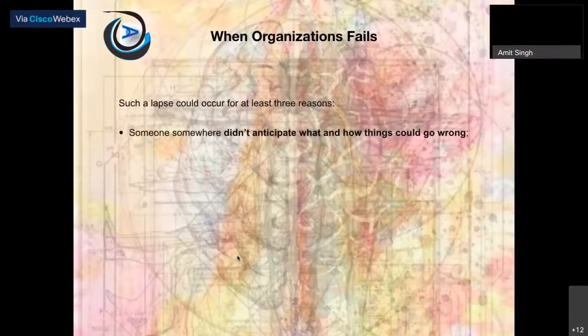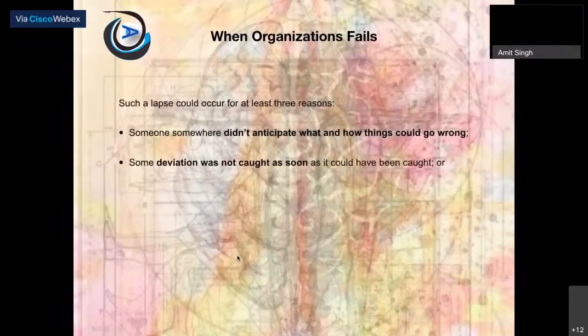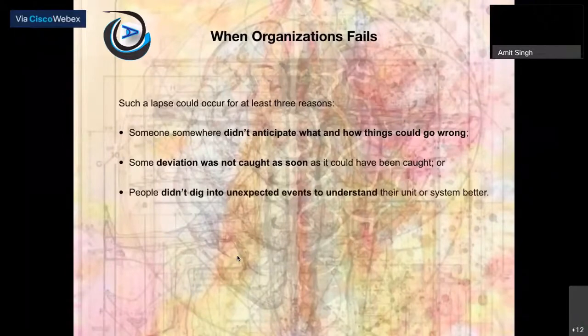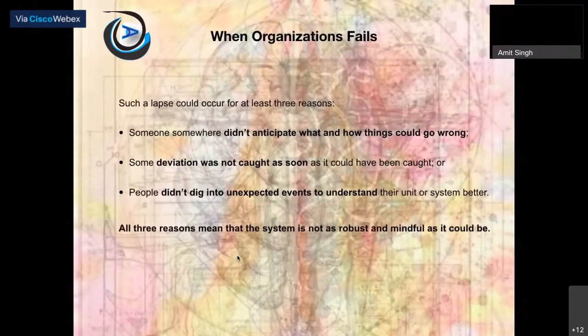When organizations fail, so what happens? Such a lapse could occur for at least three reasons. Someone somewhere didn't participate or anticipate in how things could go wrong. Deviation was not caught as soon. People didn't dig into unexpected events to understand. All three reasons mean that the system is not as robust and mindful as it could be.